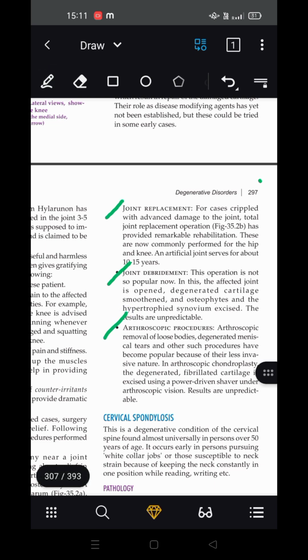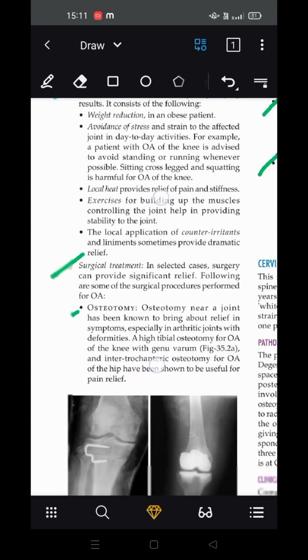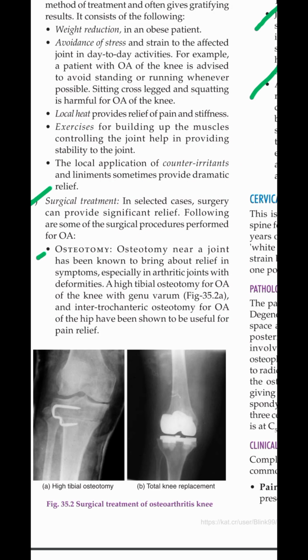Let's see them, starting with osteotomy. Osteotomy near a joint has been known to bring about relief of symptoms. Intertrochanteric osteotomy for OA of the hip has been shown to be useful for pain relief. In figure 35.2 here, we can see the first X-ray showing a high tibial osteotomy, and the second X-ray shows a total knee replacement.